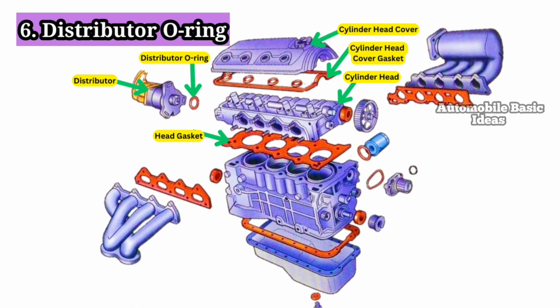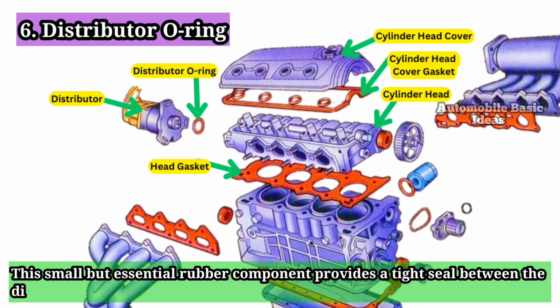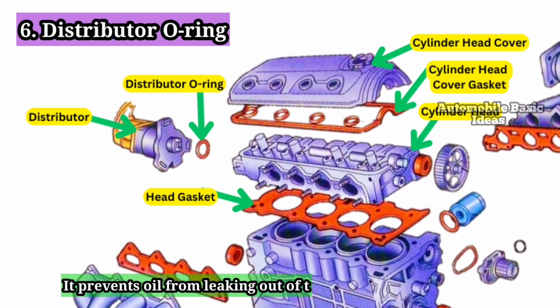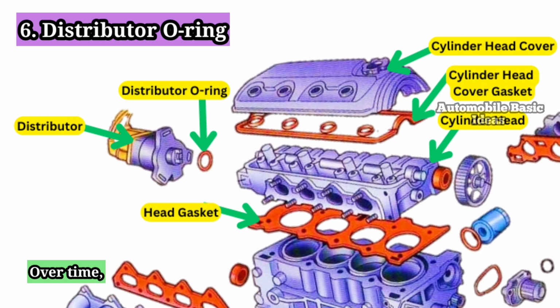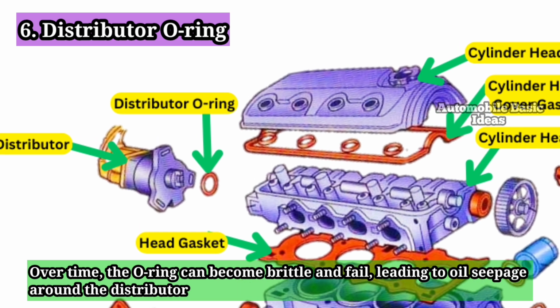6. Distributor O-ring. This small but essential rubber component provides a tight seal between the distributor housing and the engine block. It prevents oil from leaking out of the distributor mount area. Over time, the O-ring can become brittle and fail, leading to oil seepage around the distributor.